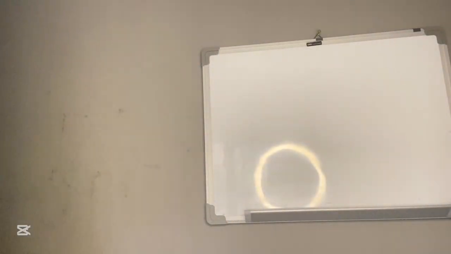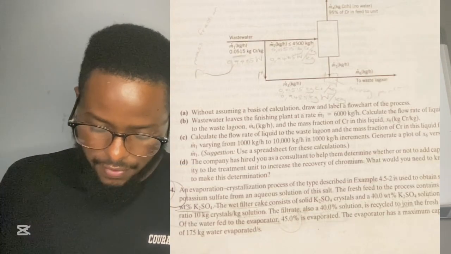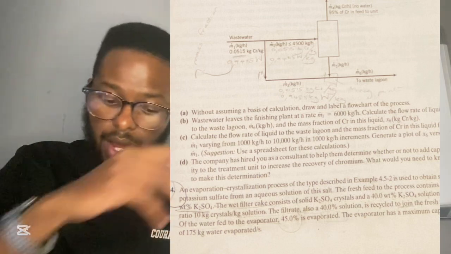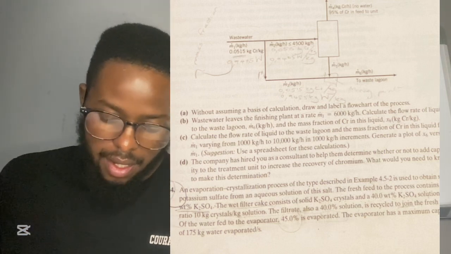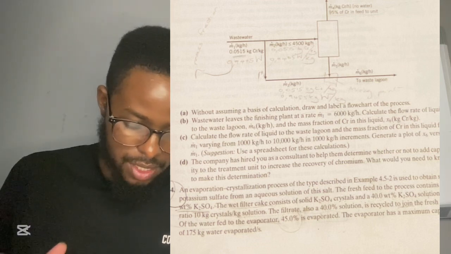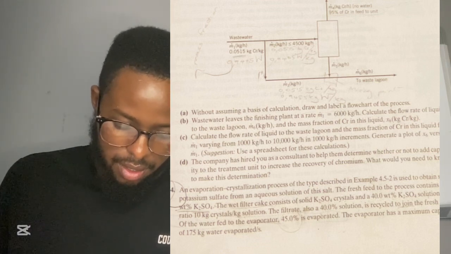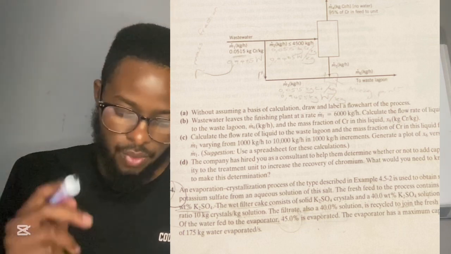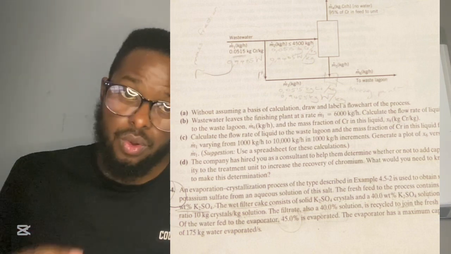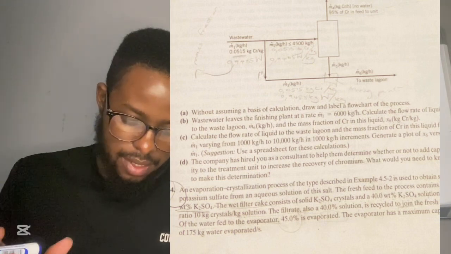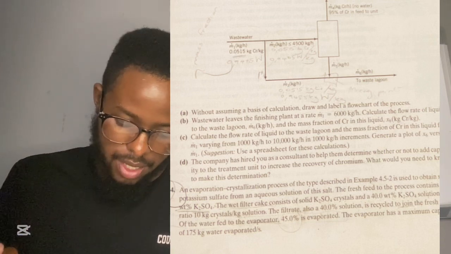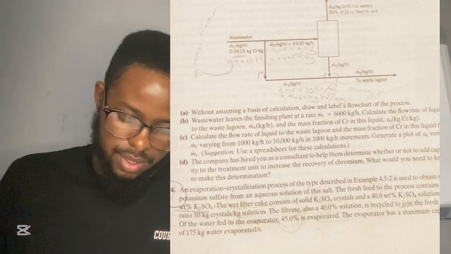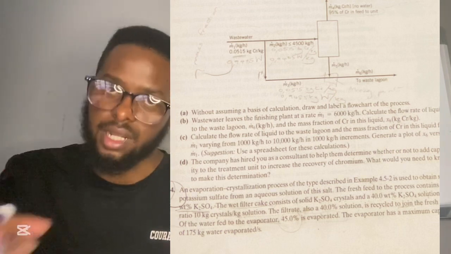Number C is like a table. So this is how we're going to do number C. At number C, they're asking you to calculate the flow rate of liquid to the waste lagoon. It's like we are restarting the process now. When M1 is no longer 6,000, M1 is now 1,000 up to 10,000 in increments of 1,000 kilograms per hour. You plot X6 versus M1 for a graph, okay?